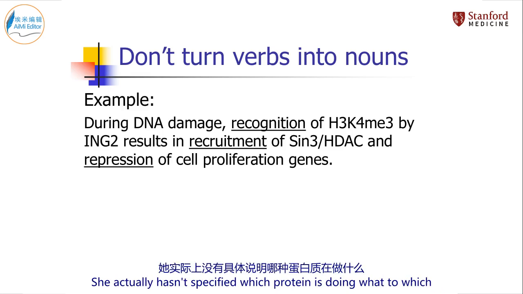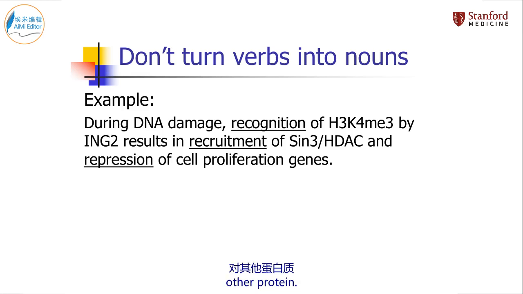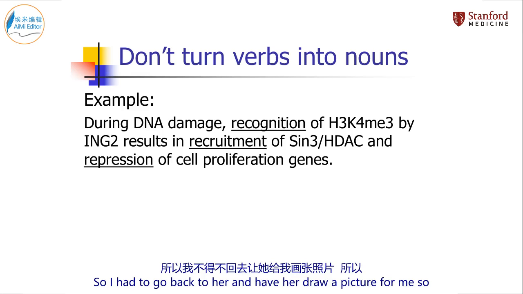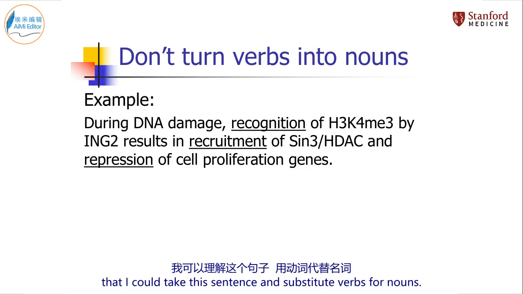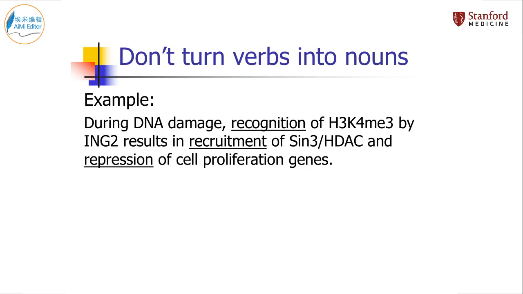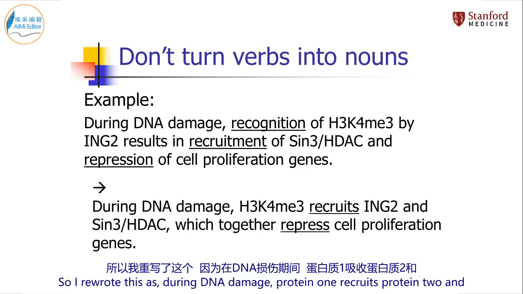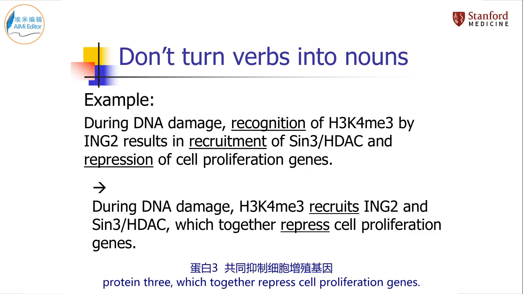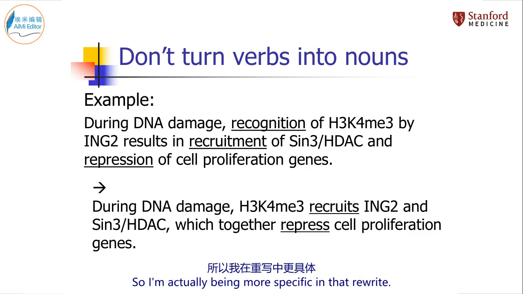She actually hasn't specified which protein is doing what to which other protein. So I had to go back to her and have her draw a picture for me so that I could take this sentence and substitute verbs for nouns. So I rewrote this as, during DNA damage, protein 1 recruits protein 2 and protein 3, which together repress cell proliferation genes. So I'm actually being more specific in that rewrite.